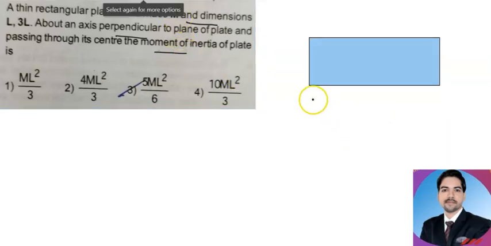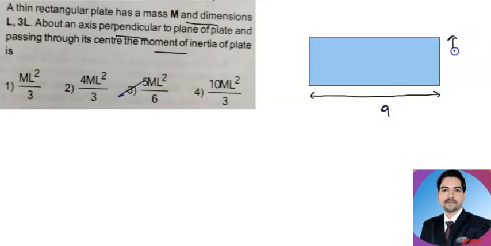The dimensions of this plate are, let us suppose this is the length of the plate, that is A, and this is B, the breadth of the plate. This is the center C, the center of mass of the whole plate. You need to find the moment of inertia about this axis. Whenever it says you need to find it about this axis, it means the whole body is rotating about this axis in this way.